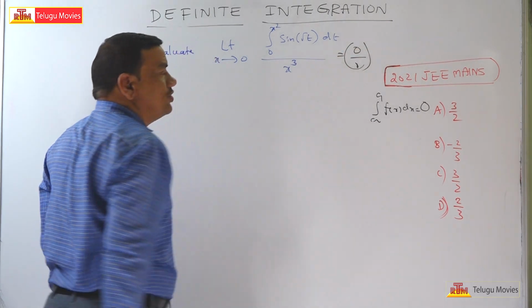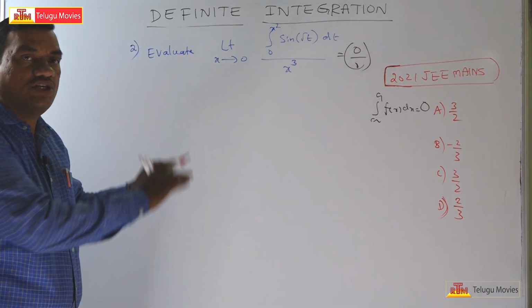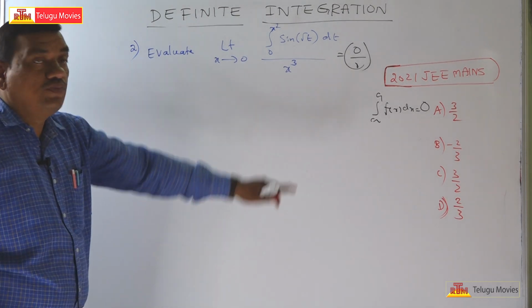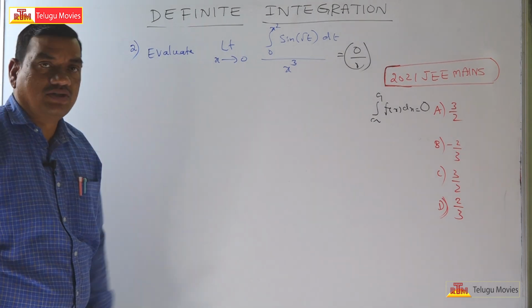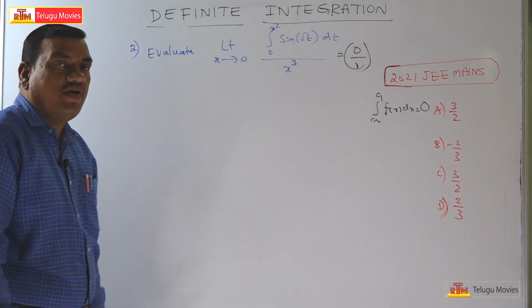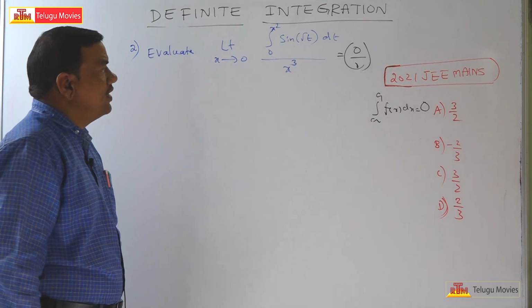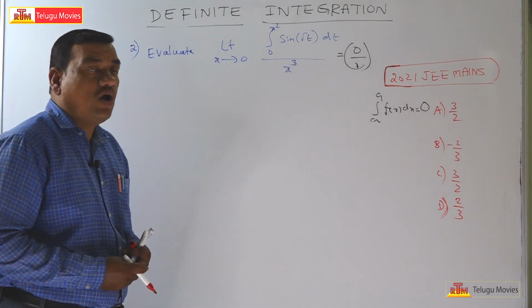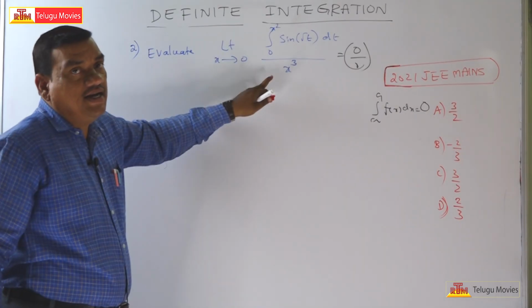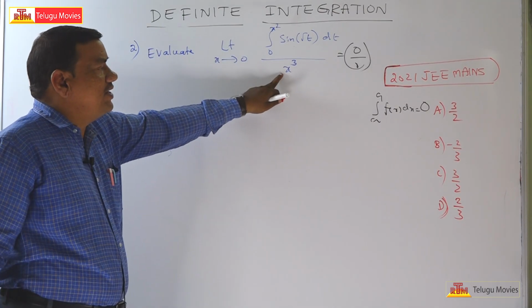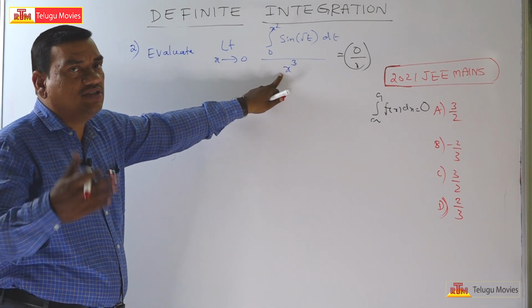So 0 by 0, which is an indeterminate form, that is not your answer. Your answer should be a finite value. So see the options. Then how to do? Just L'Hospital rule we will do. What is L'Hospital rule? We have to differentiate the numerator and the denominator. The denominator is very clear, x cube, derivative is 3x square.